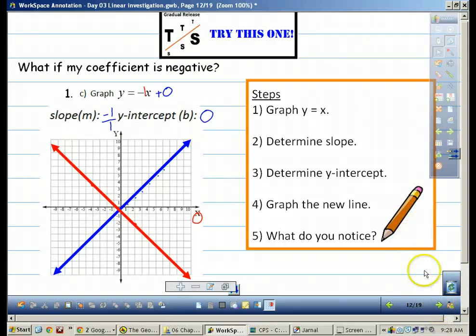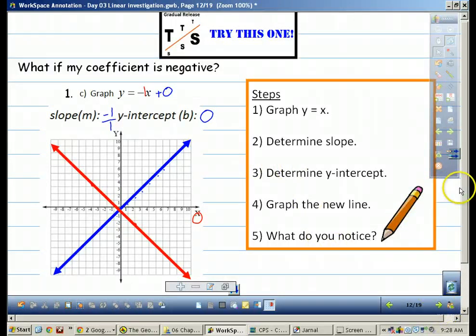Yeah, first we'll do fractions, then we'll do one at a time. All right.